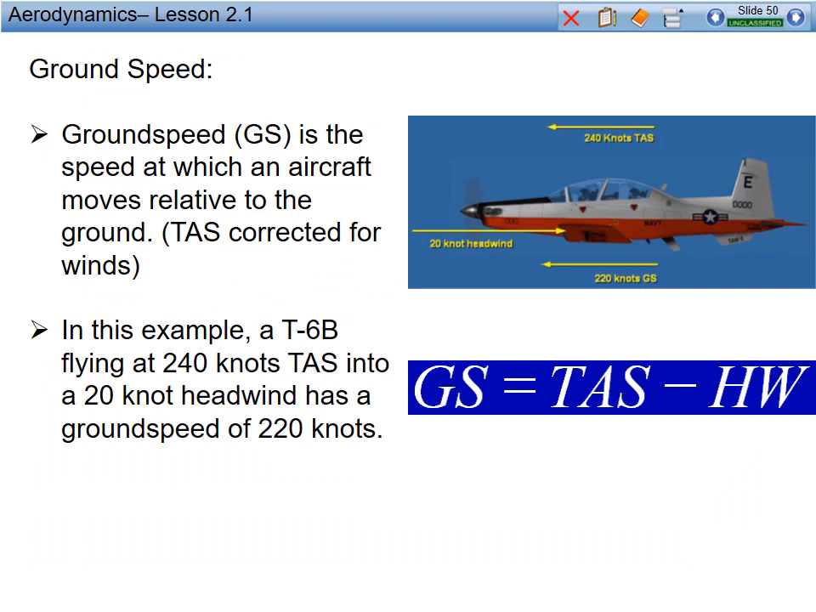Ground speed is the speed at which an aircraft moves relative to the ground. It is true airspeed corrected for winds. True airspeed minus a headwind or true airspeed plus a tailwind will give you your ground speed. The example given is a T-6B flying at 240 knots true airspeed into a 20 knot headwind would have a ground speed of 220 knots.